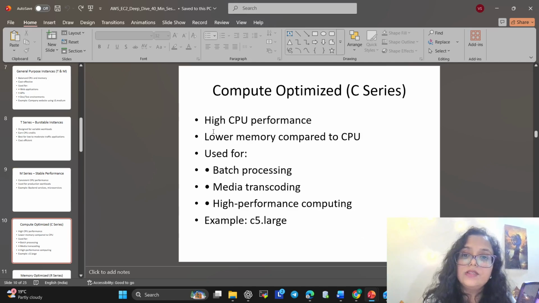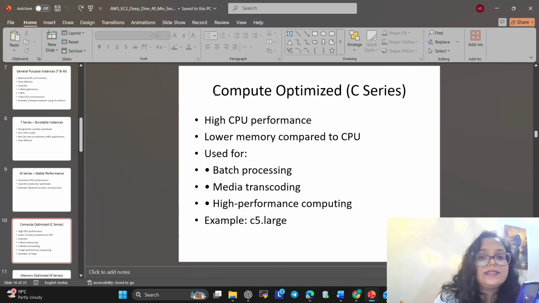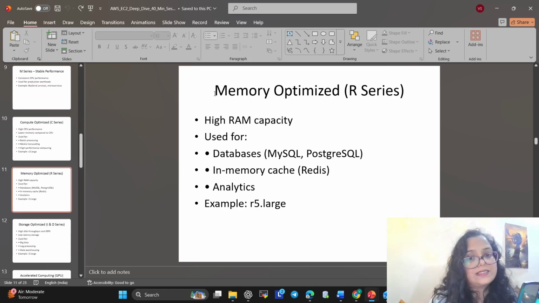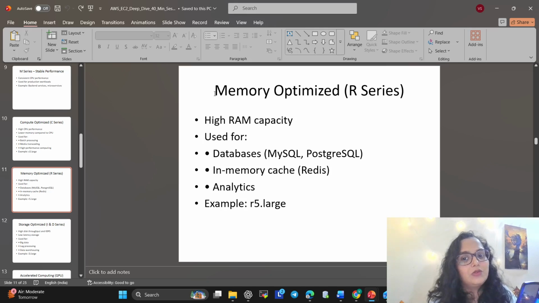Third one is compute optimized. It has high CPU performance, lower memory compared to the CPU, and is used for batch processing, media transcoding, and high performance computing. Next one is memory optimized. Here RAM will be high and it is used for databases like MySQL, Postgres, in-memory caches like Redis, and analytics. Here we are using R5 large.